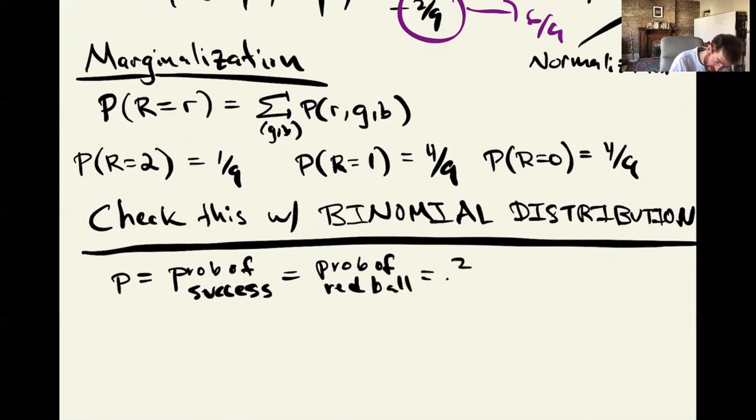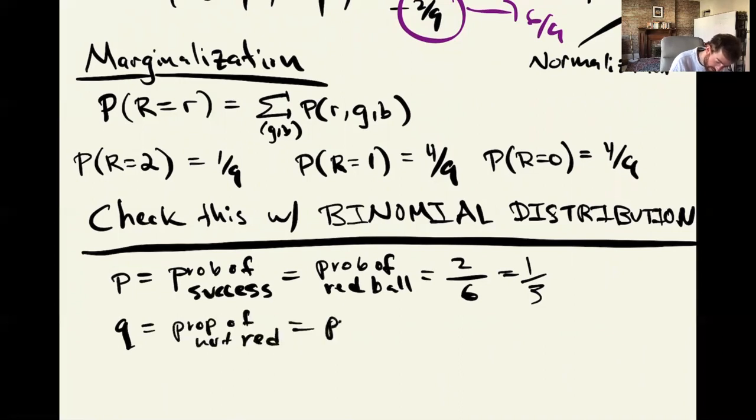Well, as we already said, there are 2 out of the 6, so that's 1/3. And what's Q? It's the probability of not red. That's also the same thing as the probability of green or blue, which is 4/6, which is 2/3. And again, these two numbers add to 1.